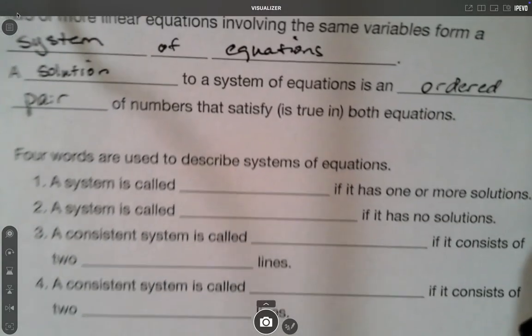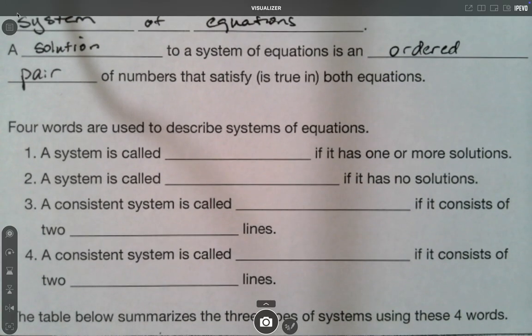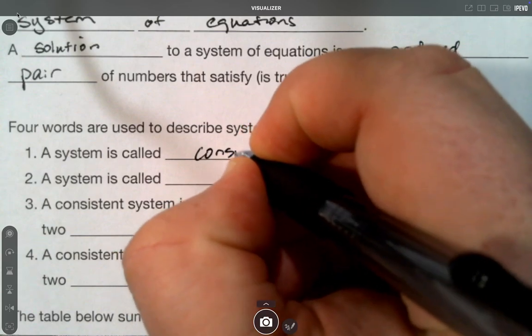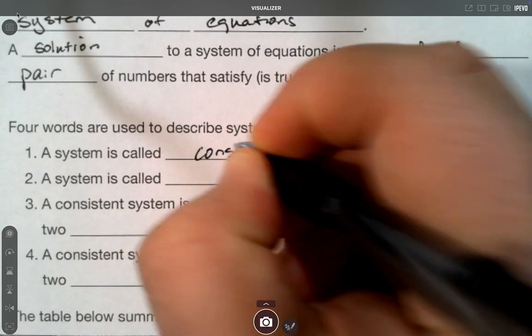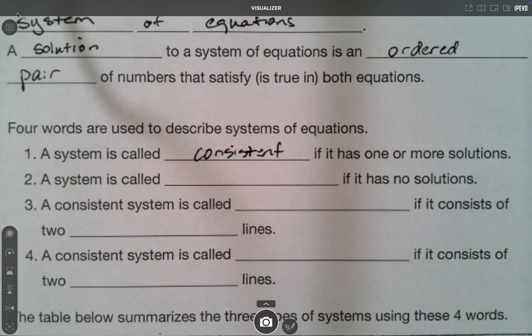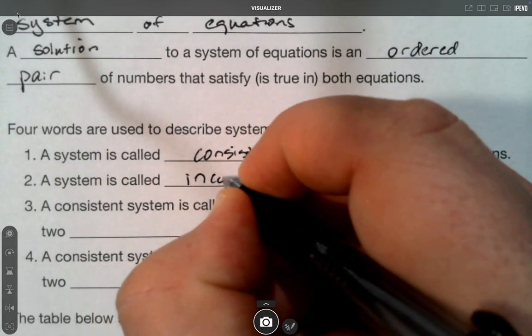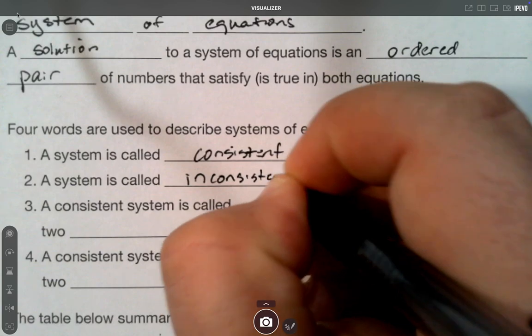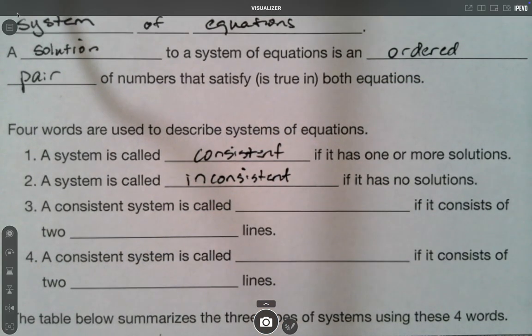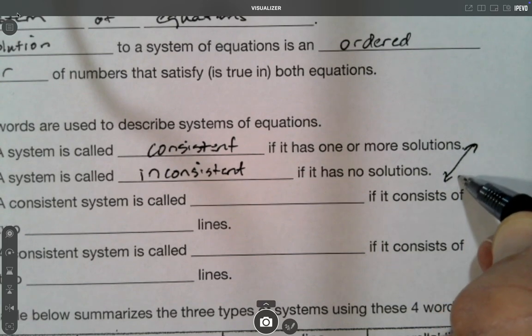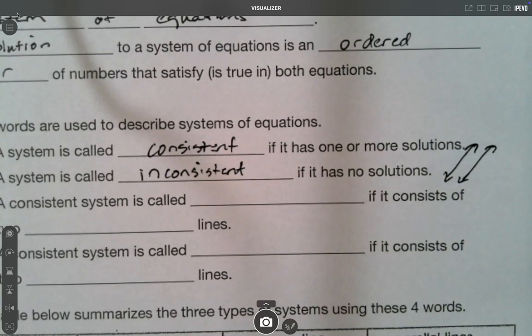So first we got to learn some terminology. A system is called consistent if it has one or more solutions. That means it's consistent if the lines touch at least one point. It's inconsistent if it has no solutions. That's going to happen when we have two parallel lines, because they would never touch each other.